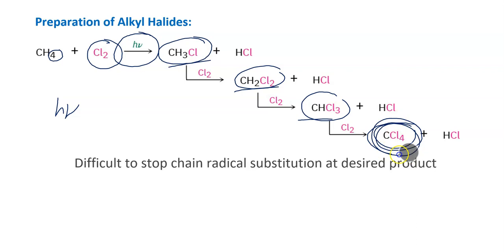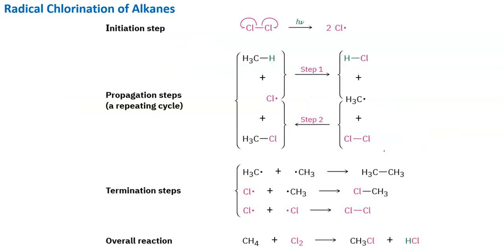Mostly you're going to get this carbon tetrachloride, which is great if that's what you want, but it's definitely not your go-to method for halogenation. Here is a review of those steps.